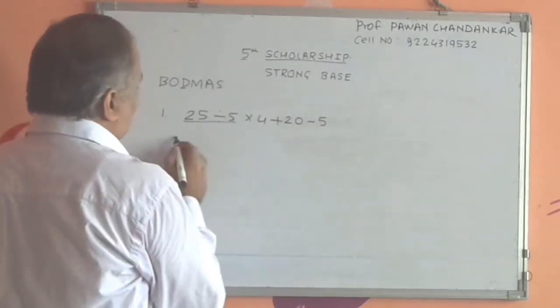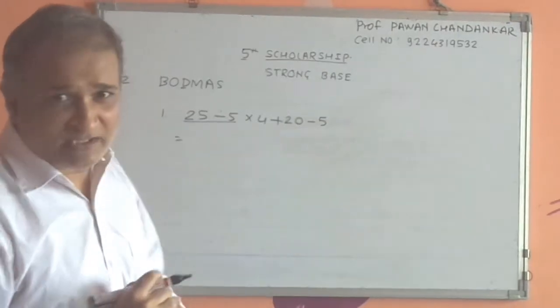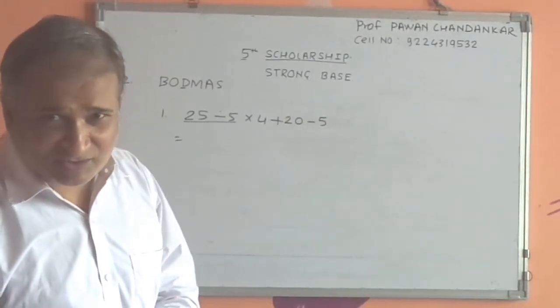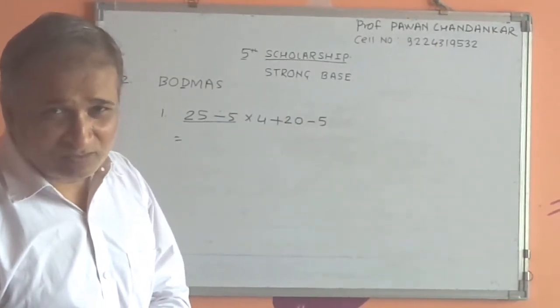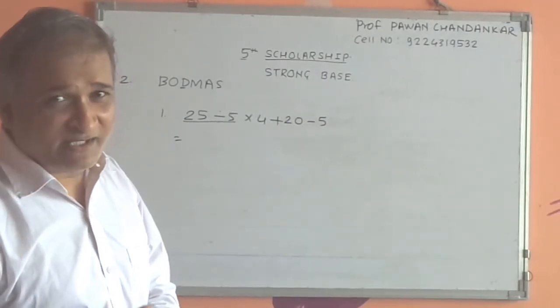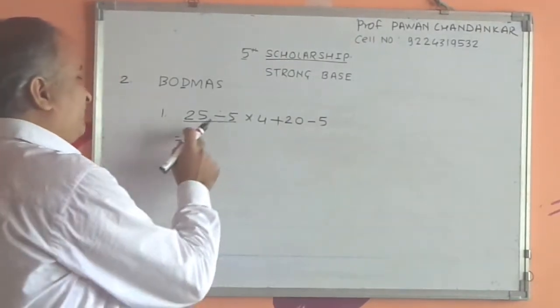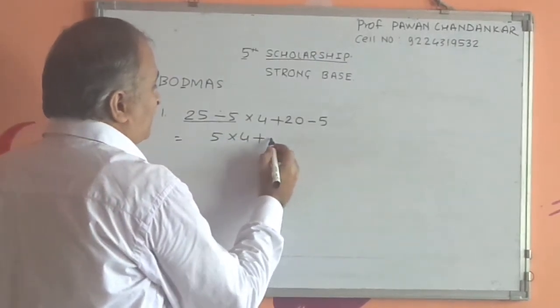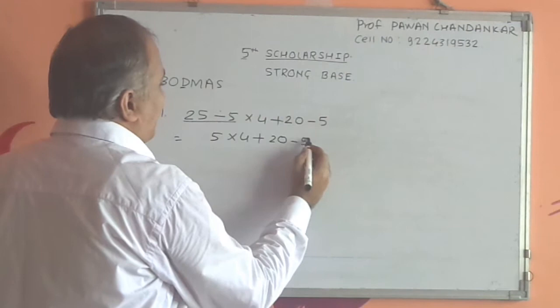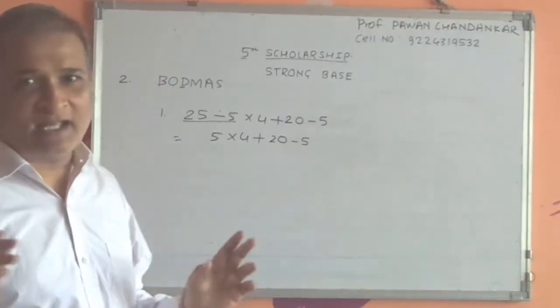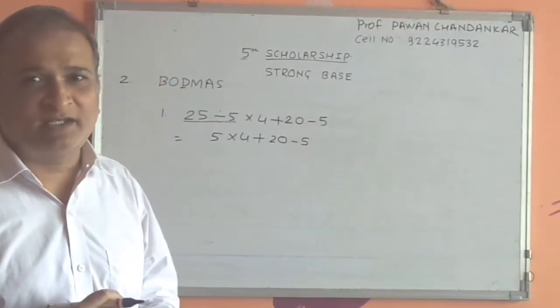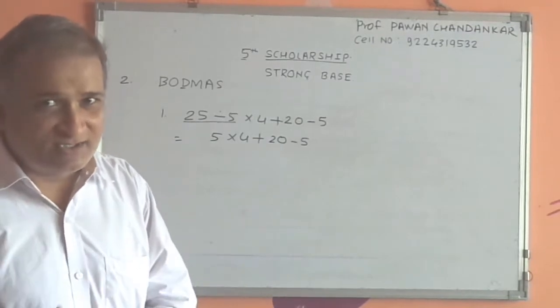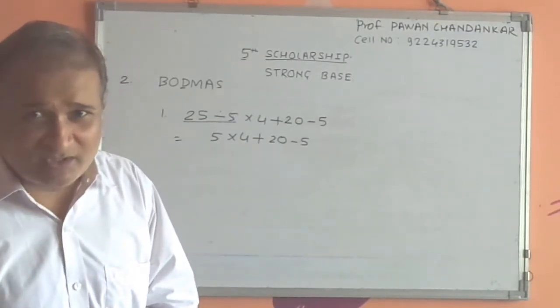So let's do 25 divided by 5. What is your answer? Yes kids, you know the table of 5, no? Very good. 5 5s are 25. So 25 divided by 5 is 5. 5 multiplied by 4. Let me write the remaining thing as it is. I have written the remaining numbers as it is. So what is the next step, students?